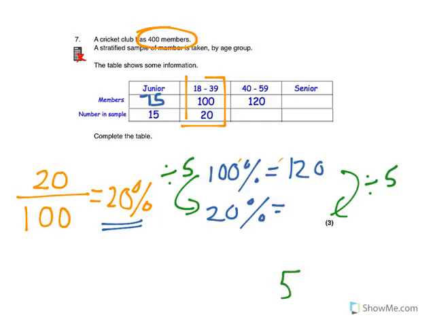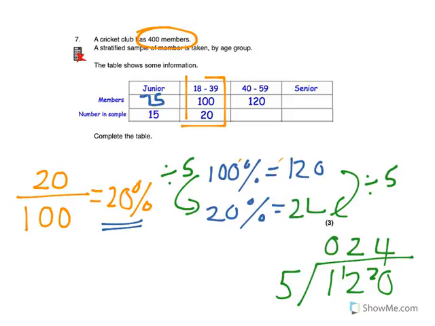Now I could use a bus stop for that. So 5 goes into 120. 5 goes into 1, it doesn't. Carry over the 1. 5 goes into 12, twice. Carry over the 2. And 5 goes into 20, 4 times. So my answer here is 24.